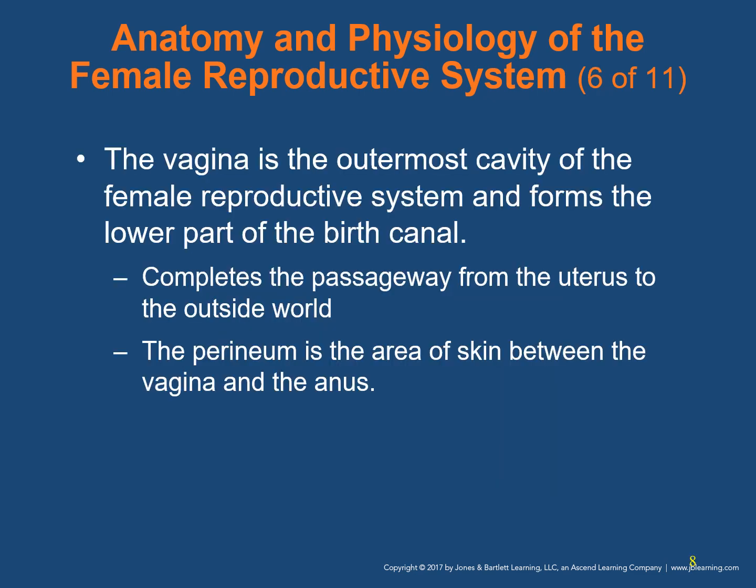The vagina is the outermost cavity of the female reproductive system and forms the lower part of the birth canal. It begins at the cervix and ends as the external opening of the body. The vagina completes the pathway from the uterus to the outside world for the newborn. The perineum is the area between the vagina and the anus.